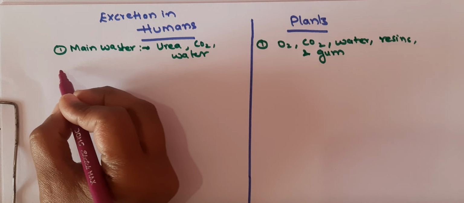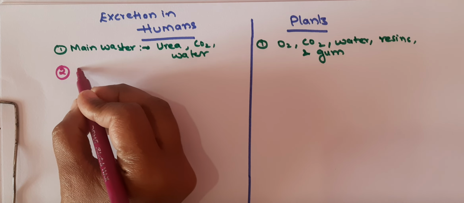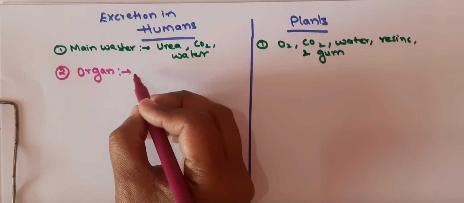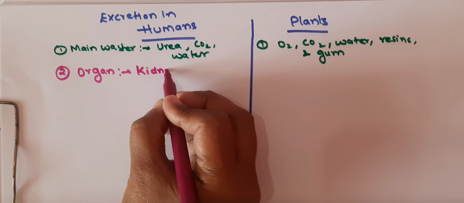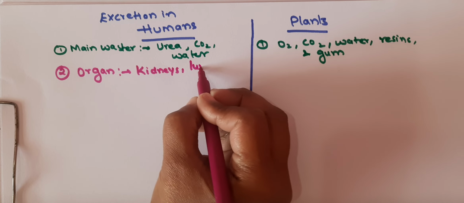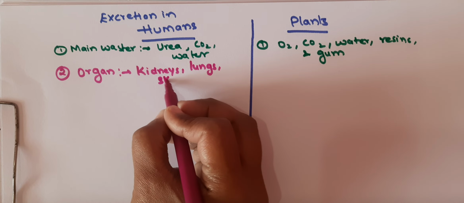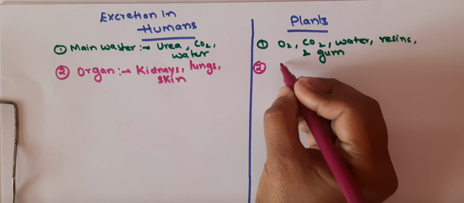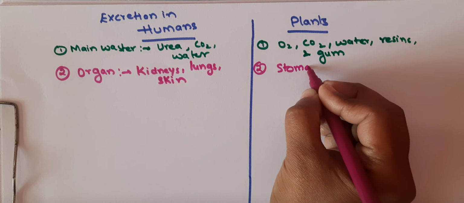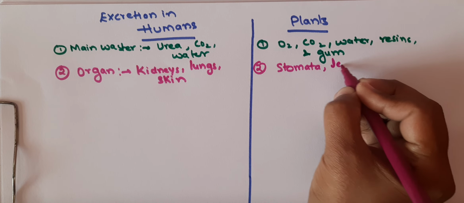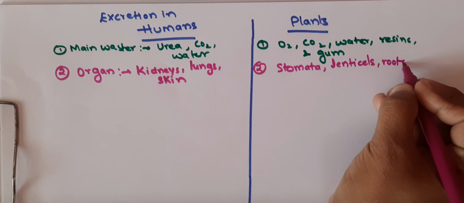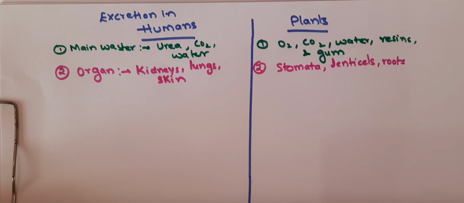Now, what are the main excretory organs in the case of humans and plants is the next difference between the two. So, the kidneys, lungs, and the skin will play an important role in the excretion of waste in humans. In the plants, this role is played by the stomata, lenticels, and the roots. So this is the second difference between the two.